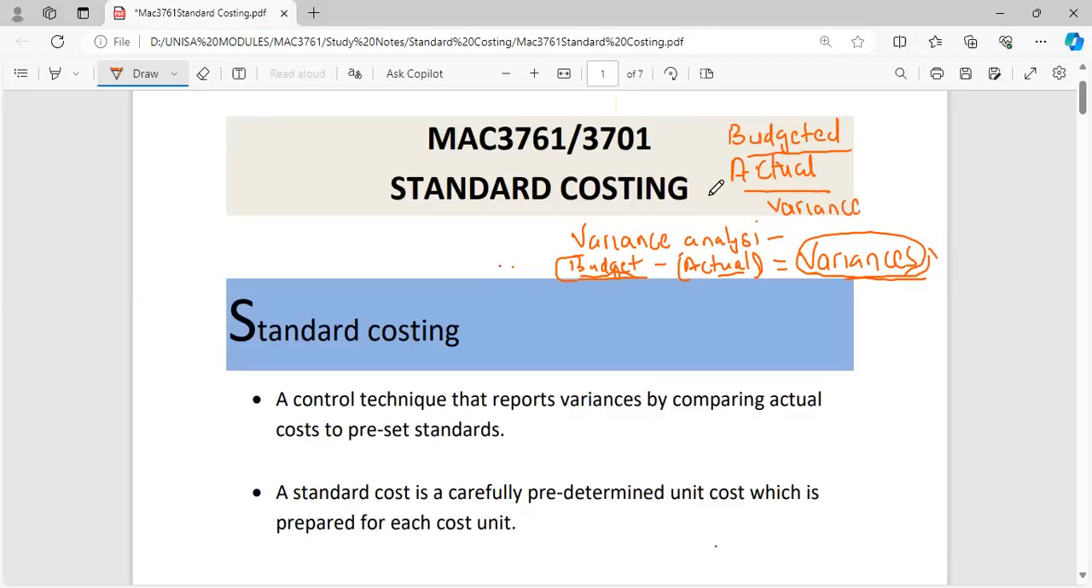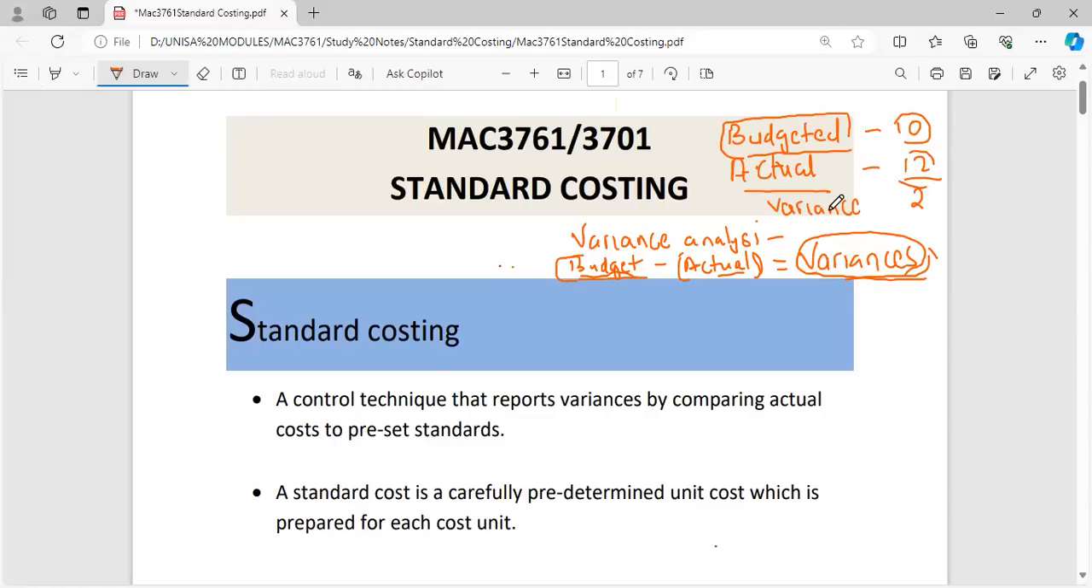A favorable variance depends on whether you are dealing with a cost variance or an income variance. If it is a cost variance, let's say you budgeted to use 10 rand, then your actual becomes 12. Then if it is a cost variance, this 2 rand is going to be unfavorable. But if it is an income variance, it's going to be favorable because you were expecting to get 10 rand and you end up getting 12 rand.